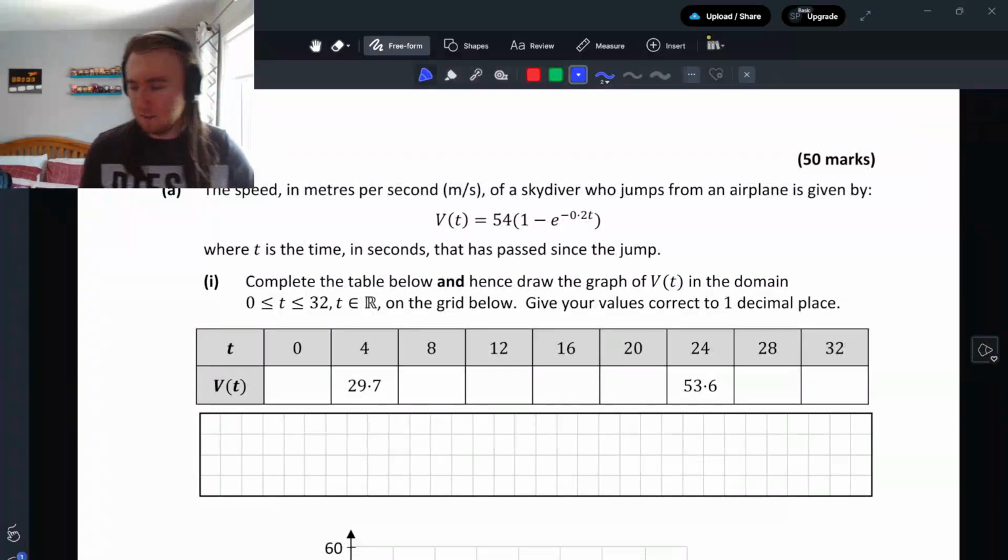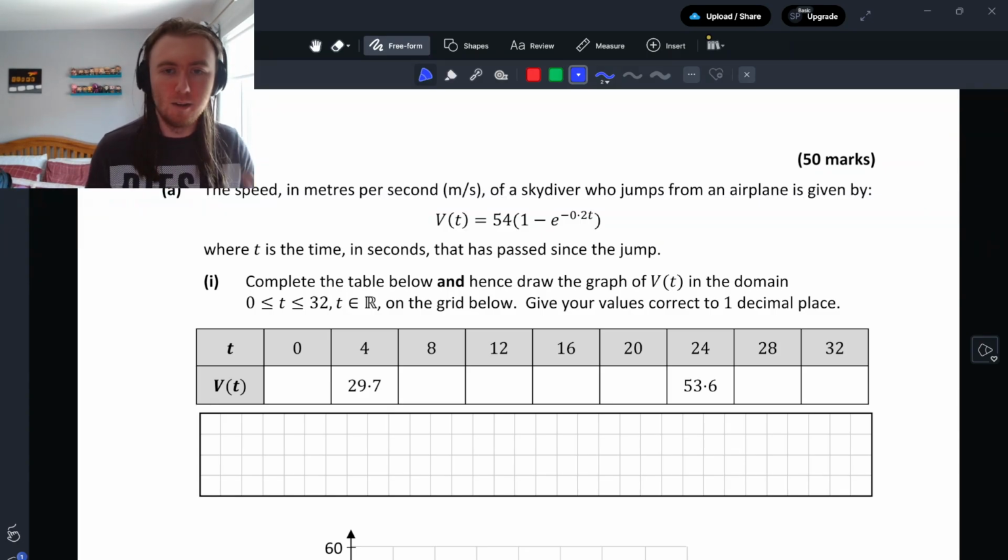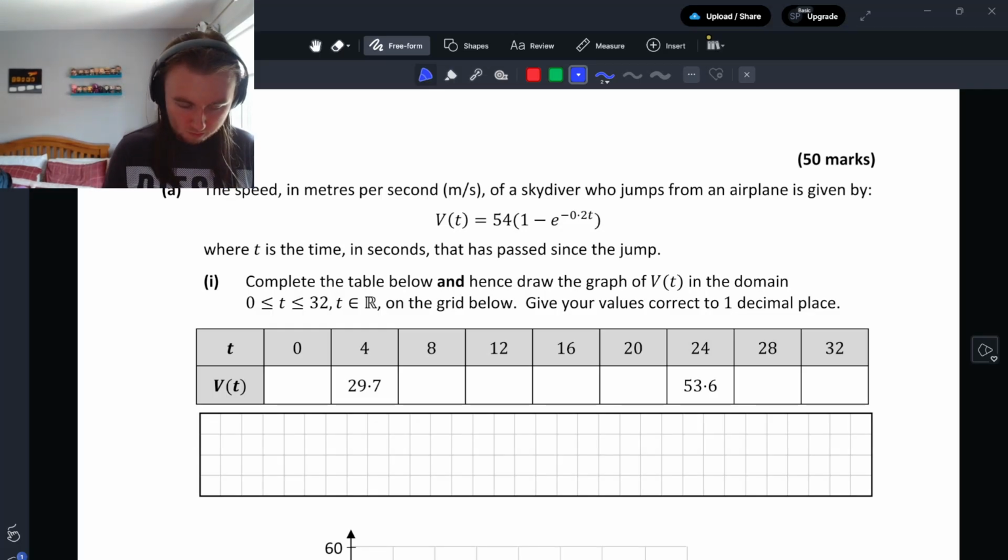All right, we're nearly done. Okay, question 10. Speed of a car, or not a car, it's usually the speed of a car, but it's the speed of a skydiver. Complete the table and hence draw the graph of v of t. Okay, table mode, so home, table, function, define f of x: 54 times (1 minus e to the power of minus 0.2x).